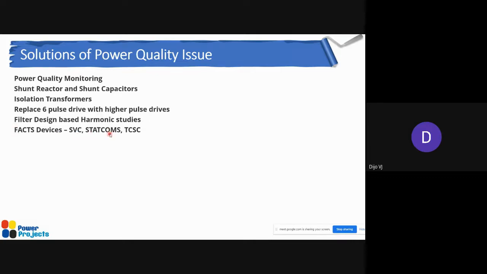FACTS devices like SVC, STATCOM, TCSC are basically used to improve the voltage. We can argue that these devices also bring a lot of power electronics components, so they can bring power quality issues also. Yes, that is right. But if you see the SVCs, they have filters as a part of the SVC itself. So it controls the power quality also at the SVC level, and at the same time, it gives the required amount of reactive power into the system, and also draws reactive power from the system.